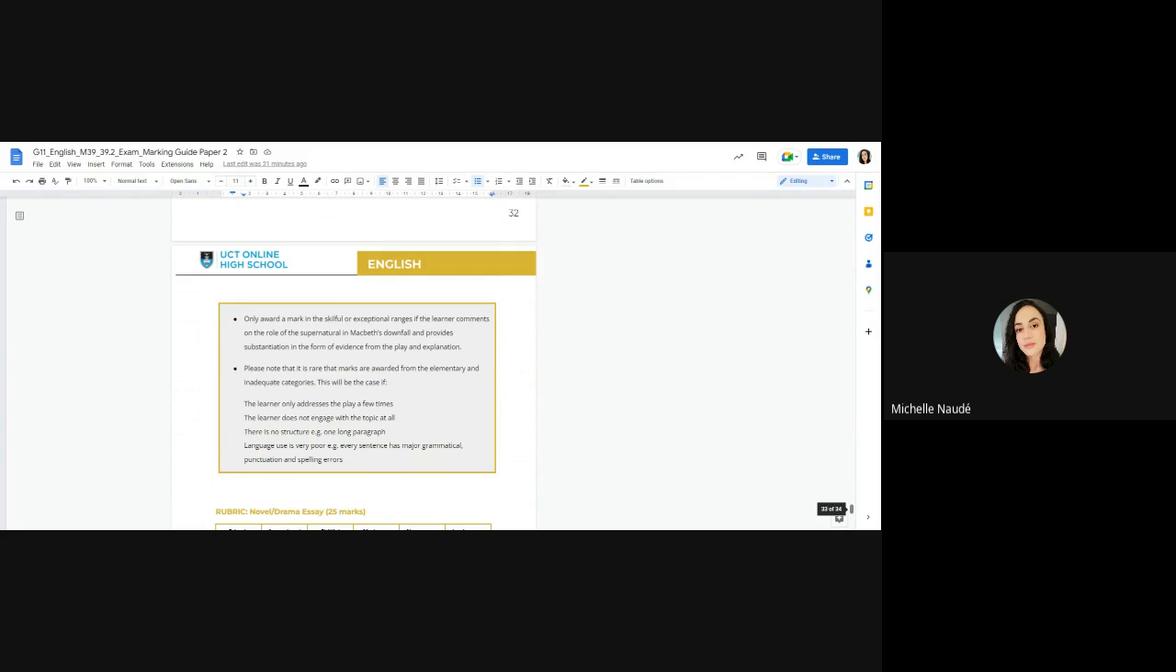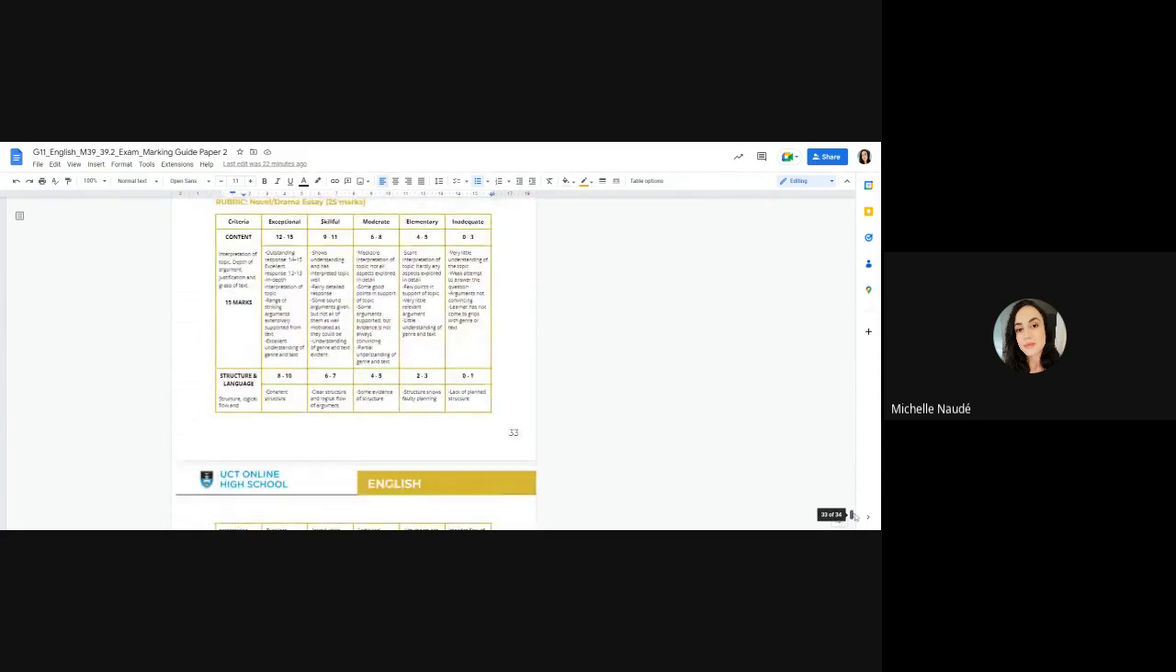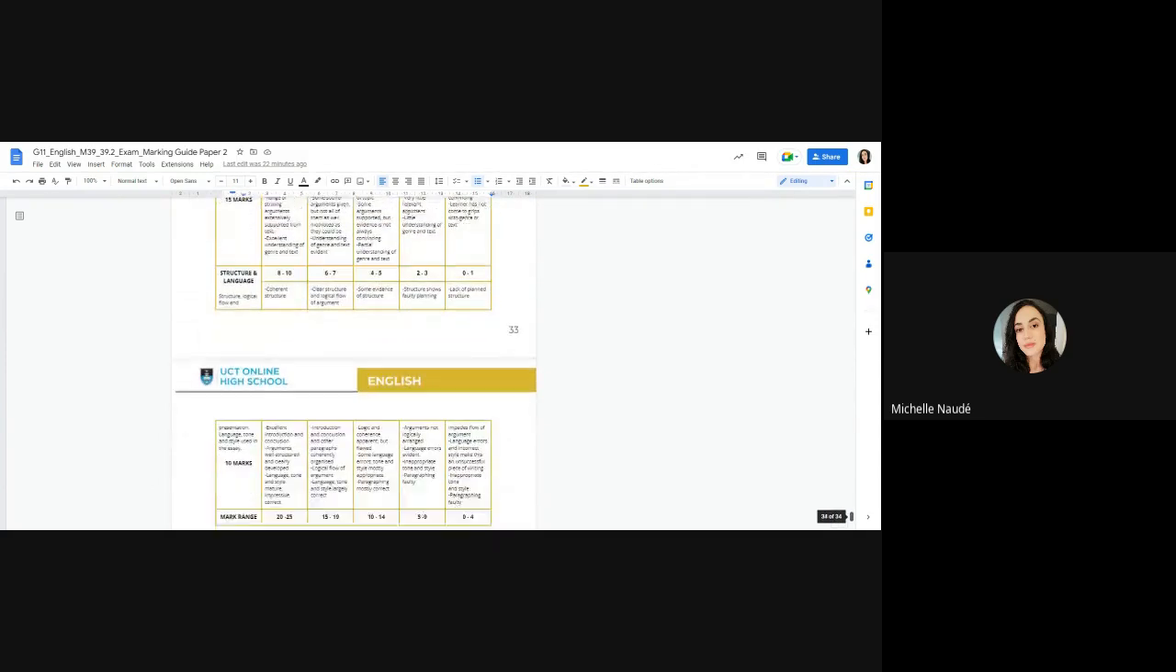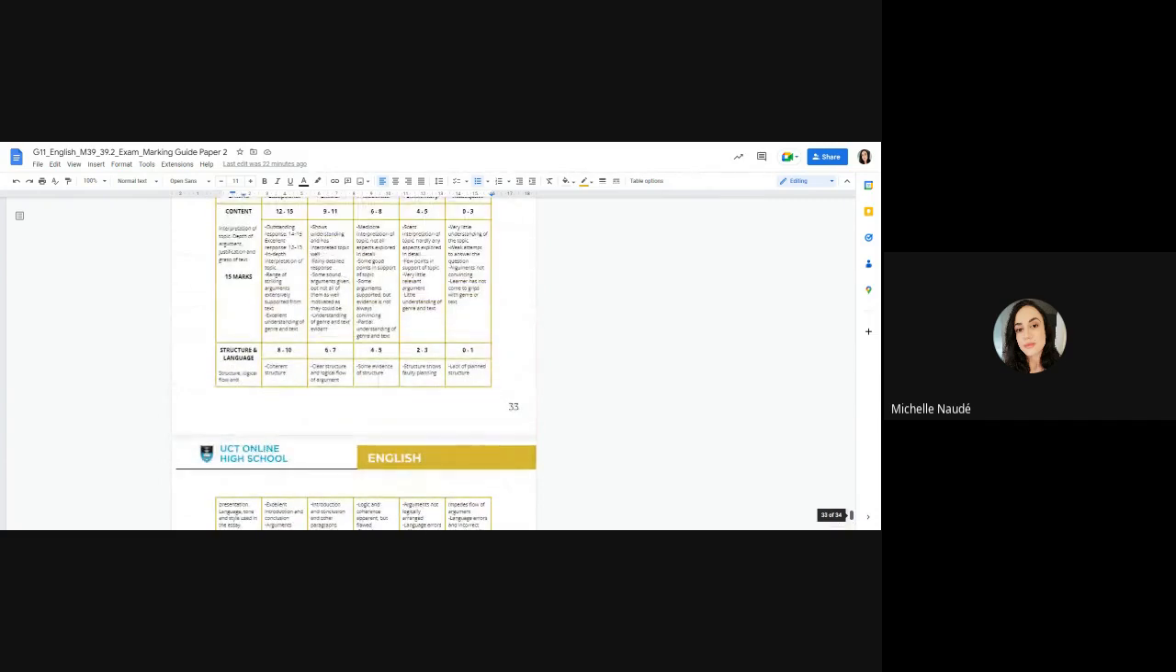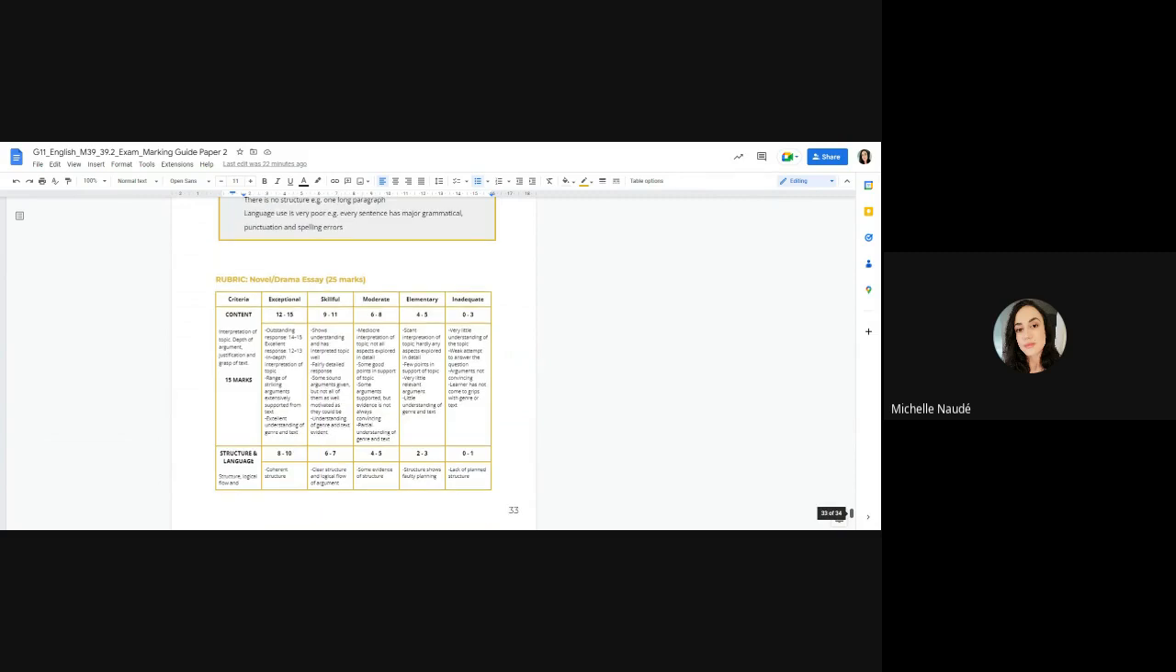And again, please note that a learner will only get a mark awarded from the elementary or inadequate categories on the very rare occasion if they only address the play a few times, 1 to 3 times. They don't engage with the topic at all. They write about their own topic. There's absolutely no structure. Language use is very poor, to the point where it actually impedes meaning. So it's also a good idea to just get really familiar with this marking guide and have an idea in your mind of what each category amounts to as a percentage, what each category actually requires of the learners.